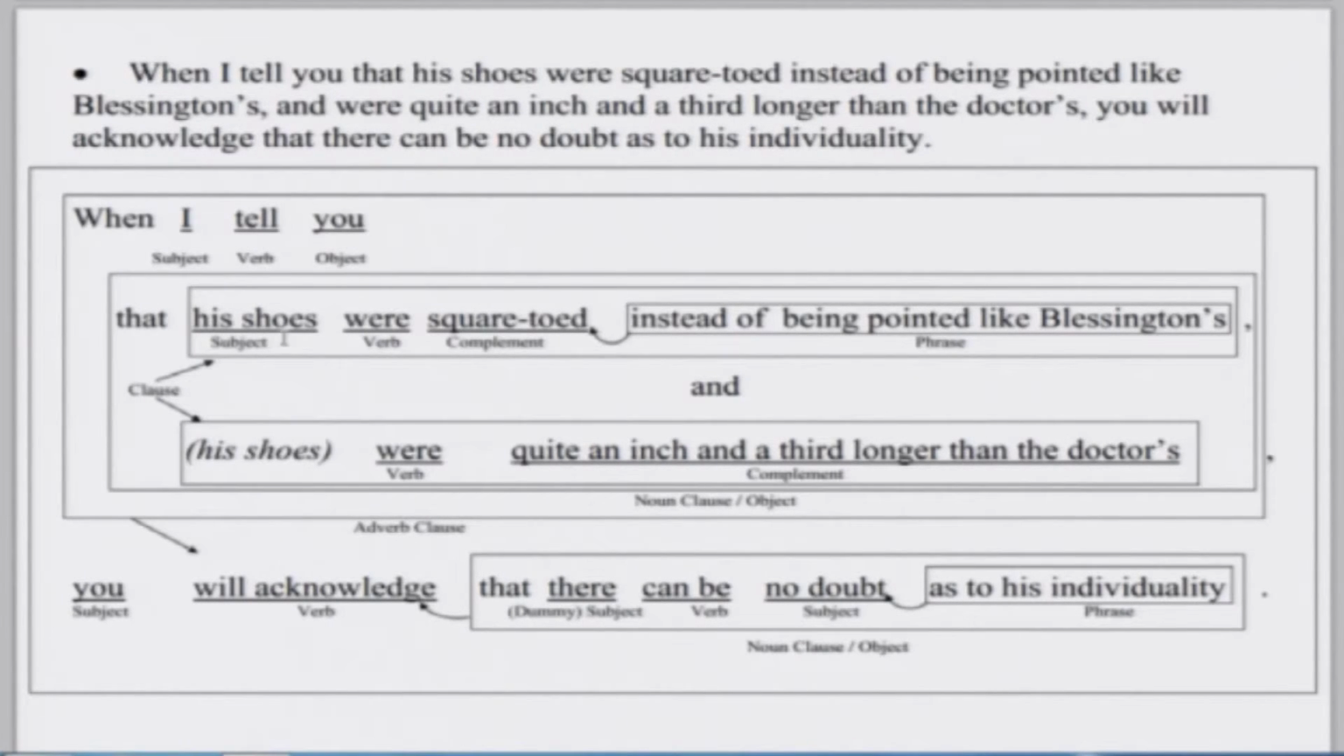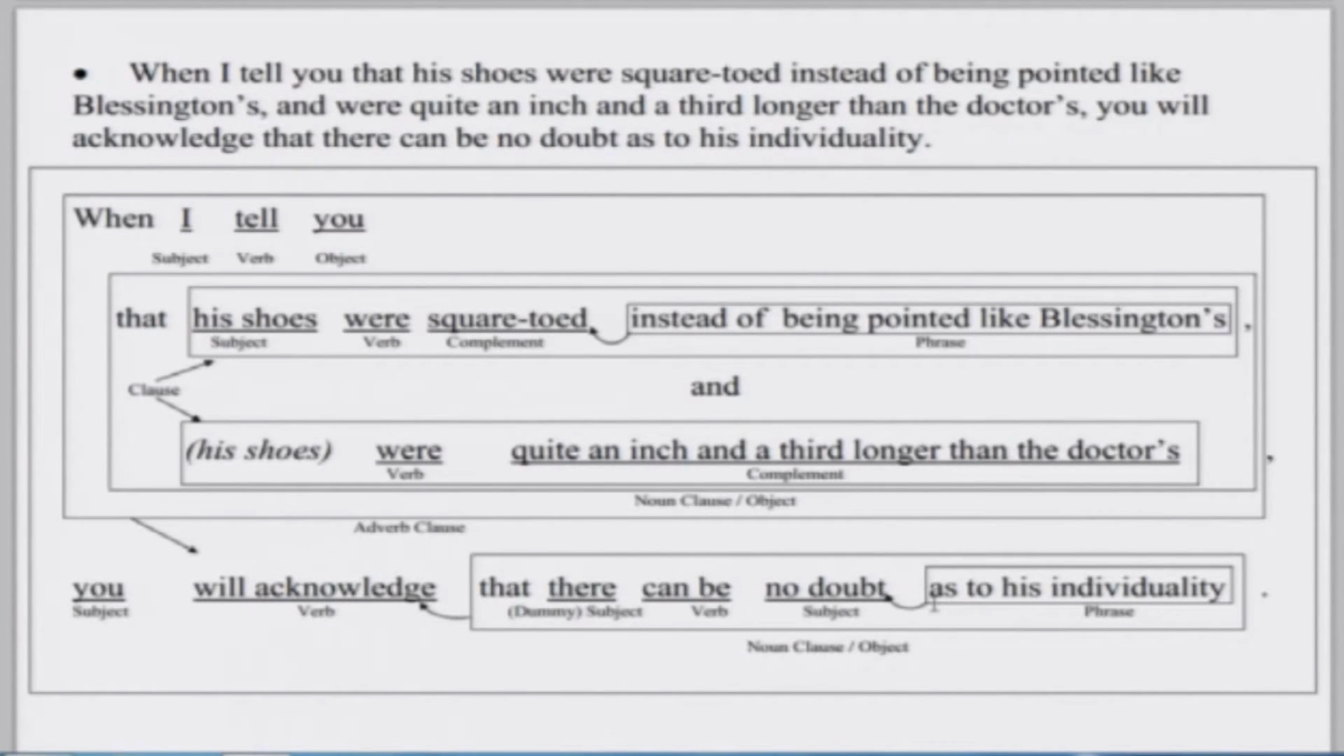So two things. His shoes were square-toed, qualified with the phrase "instead of being pointed like Blessington's," and his shoes, implied in the second part, were quite an inch and a third longer than the doctor's. As you break it down, the meaning becomes clear. When I tell you all these things, both of these funny, uncommon things, then you will acknowledge that there can be no doubt. "There" is a dummy subject; "no doubt" is the actual subject. Doubt regarding what? As to his individuality.